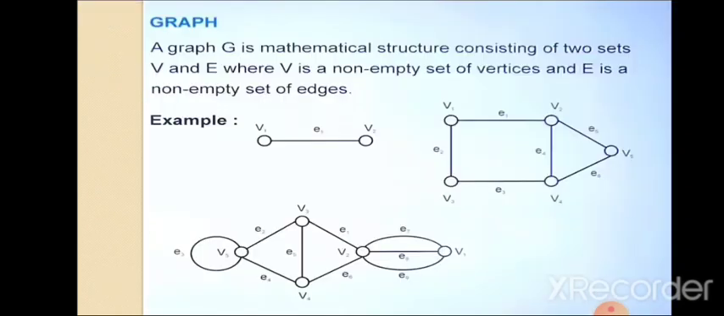So first, let's know what a graph is. A graph G is a mathematical structure consisting of two sets V and E, where V is a non-empty set of vertices and E is a non-empty set of edges. And the representation of this is a graph. Like in the first example, V1 and V2 are vertices and E1 is an edge. Here V1, V2, V3, V4, V5 are vertices and E1, E2, E3, E4, E5, E6 are edges. Similarly in this one also.